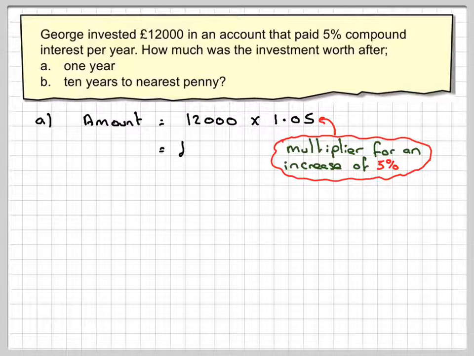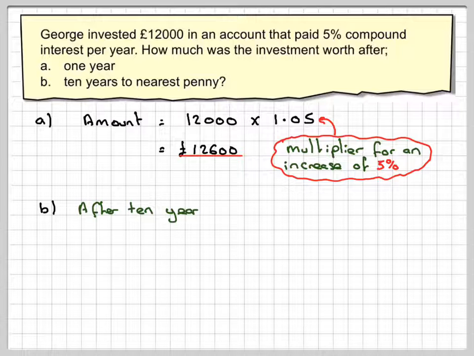So working that out on a calculator, that will give you £12,600. So in 1 year, on that amount, you would make £600. Now we need to calculate that to 10 years.